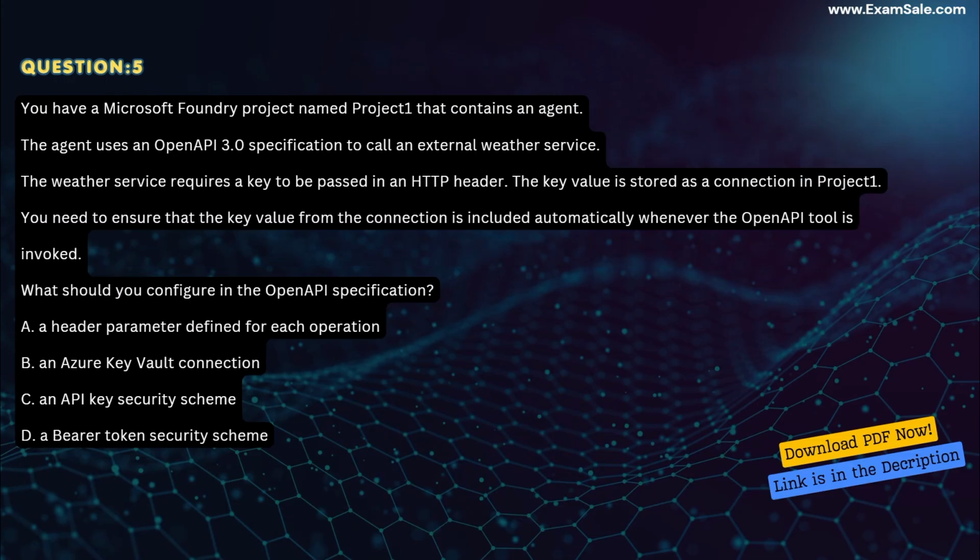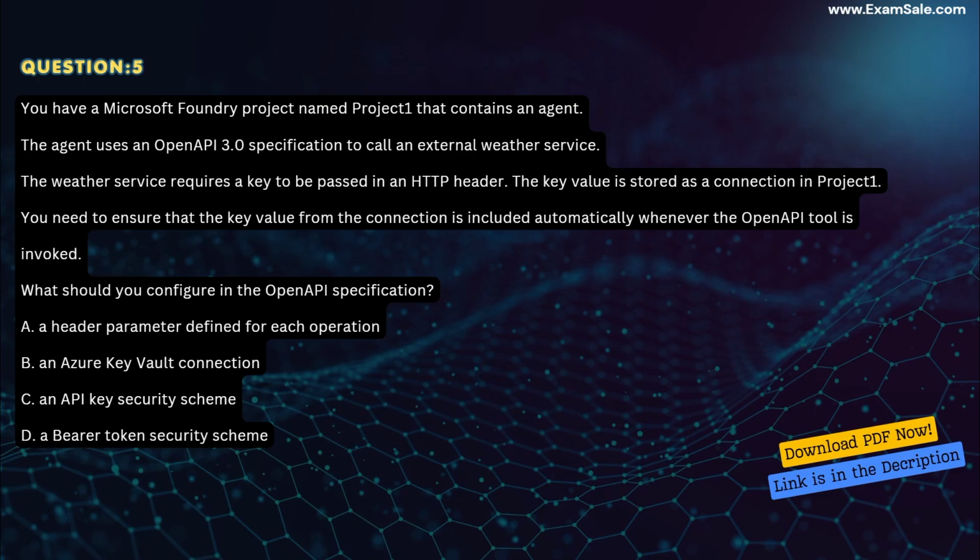Question 5. You have a Microsoft Foundry project named Project 1 that contains an agent. The agent uses an OpenAPI 3.0 specification to call an external weather service. The weather service requires a key to be passed in an HTTP header. The key value is stored as a connection in Project 1. You need to ensure that the key value from the connection is included automatically whenever the OpenAPI tool is invoked. What should you configure in the OpenAPI specification?